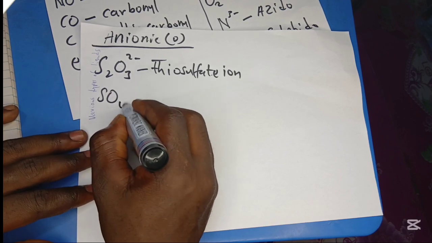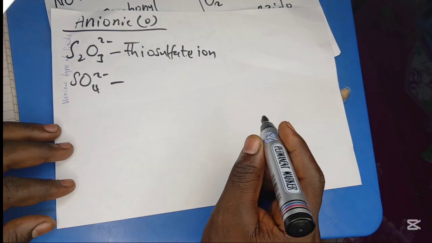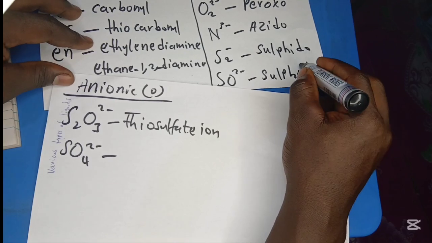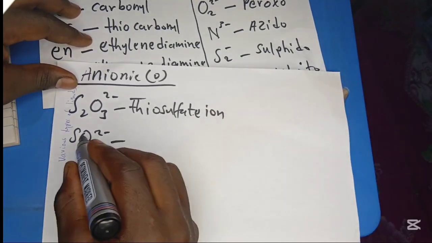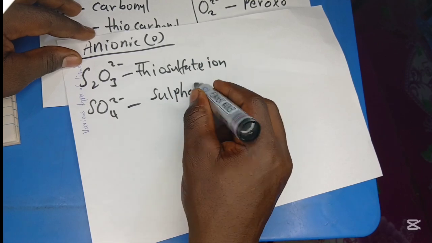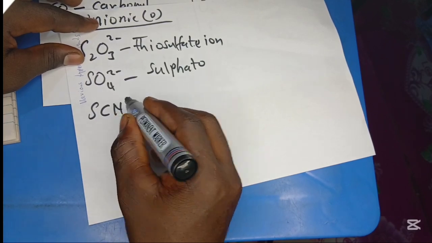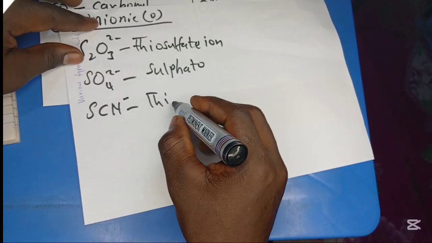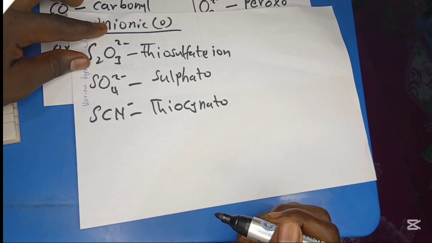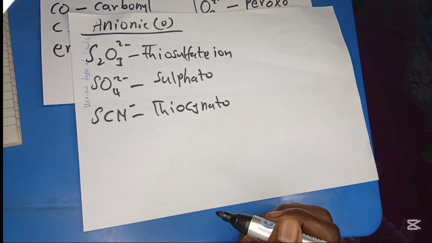SO4 2- as a ligand is called sulfato. SO3 2- is sulfito, and SO4 2- is sulfato as a ligand. And SCN- is called thiocyanato. This is called thiocyanato.